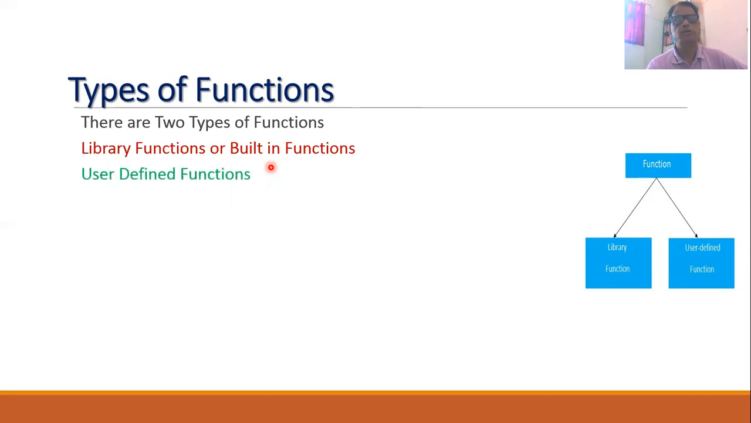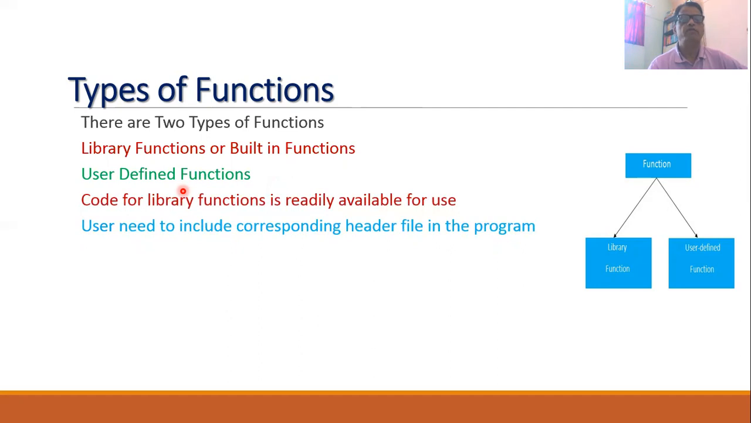Another type of function that is being called is user-defined functions. These are the functions that are written by the user and created by the user for different purposes. You will find that the library functions are readily available and their code need not be written by the programmer. Whenever you want to make use of such functions within your program, then the corresponding header file needs to be included within your program.